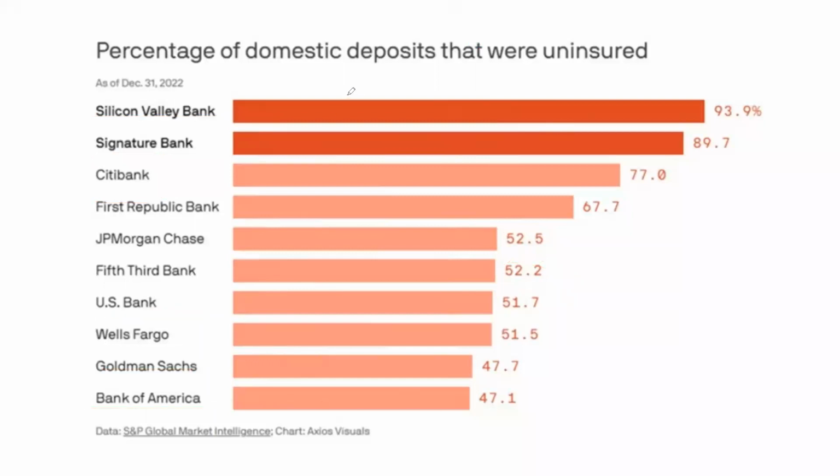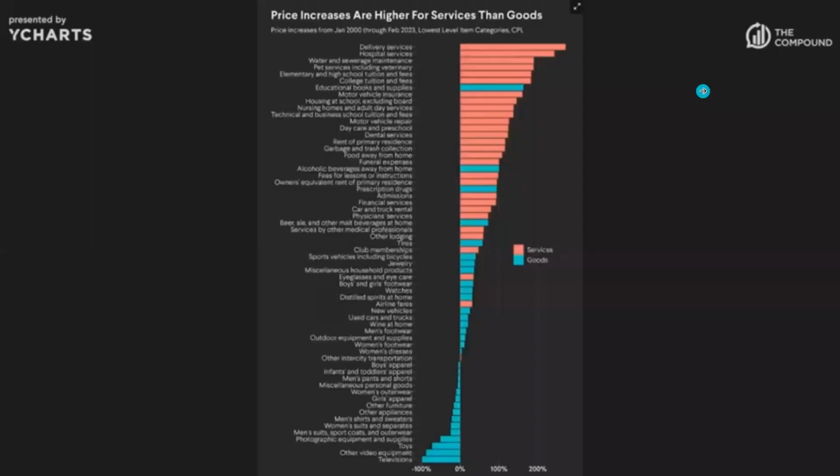And this is pretty surprising, right? I don't think that a lot of people would really understand or realize how much the percentage of domestic deposits that were uninsured across the US, not just in Silicon Valley, not just in Signature, not just in First Republic. I know those have been in the headlines, but it's also across many other banks and institutions.